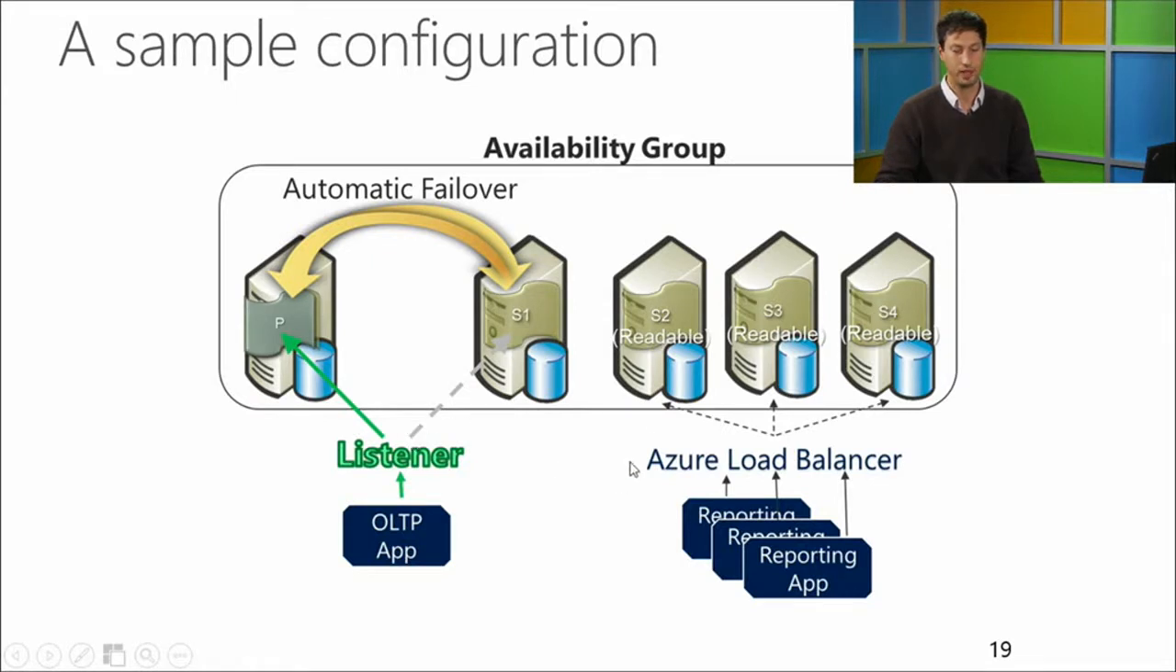And then you're probably wondering what these readable secondaries are. You can have multiple readable secondaries. If you have, for example, one or more reporting applications that need to use your data, you can move those reporting applications to your readable secondaries. And you can do things like configuring a load balancer in Windows Azure, and then load balance all those requests for the reporting applications across all the readable secondaries. So it's a very powerful way to scale out your application, for example, in the cloud.